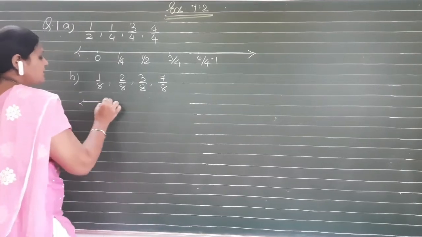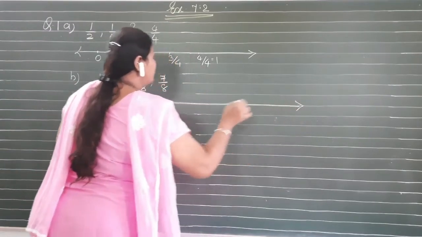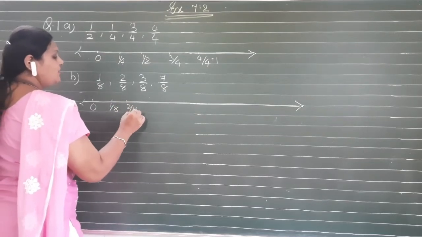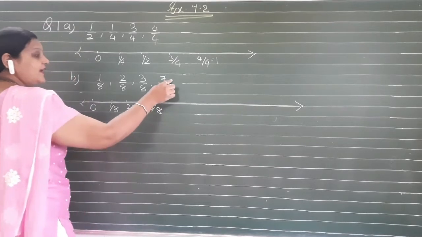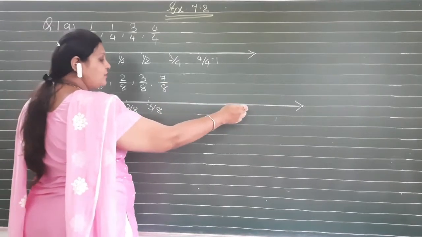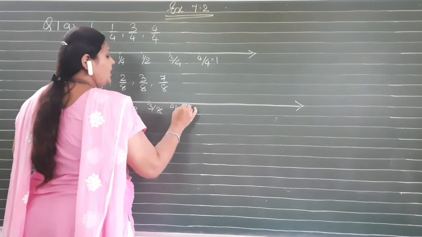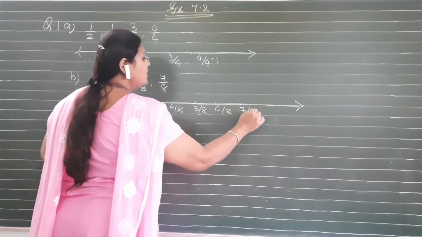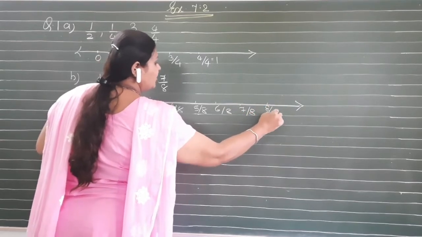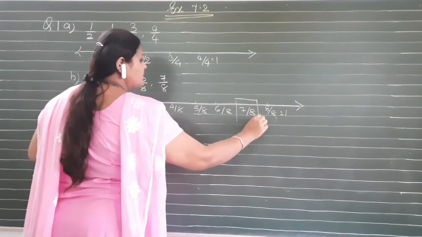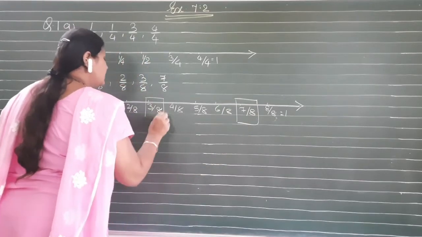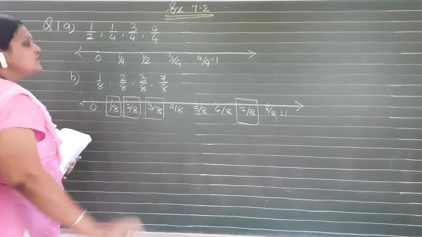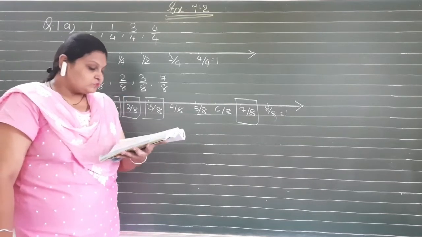So very first we will draw a number line. We will mark 0, 1 upon 8, 2 upon 8, 3 upon 8. Now directly 7 upon 8, but here we need to write in between the numbers 4 upon 8, 5 upon 8, 6 upon 8, 7 upon 8. If we mark 8 upon 8, it will be 1. So whatever numbers they have told, we will make a square on that. So these numbers we have represented on the number line.